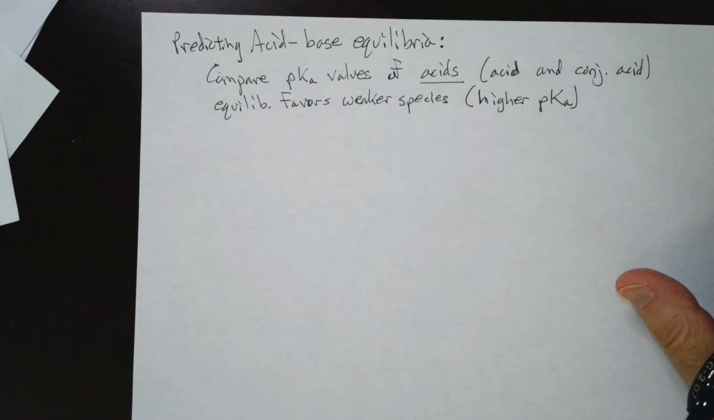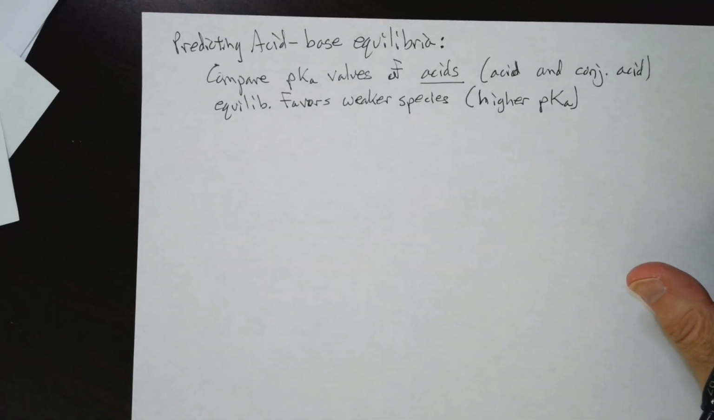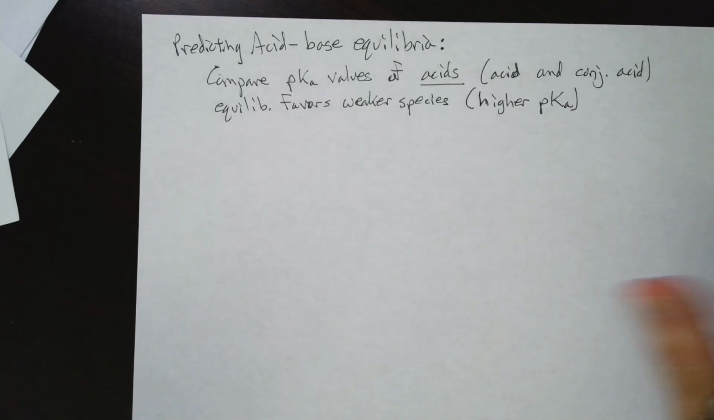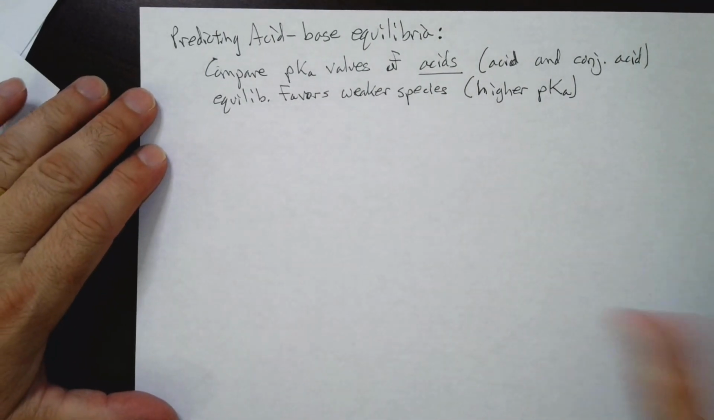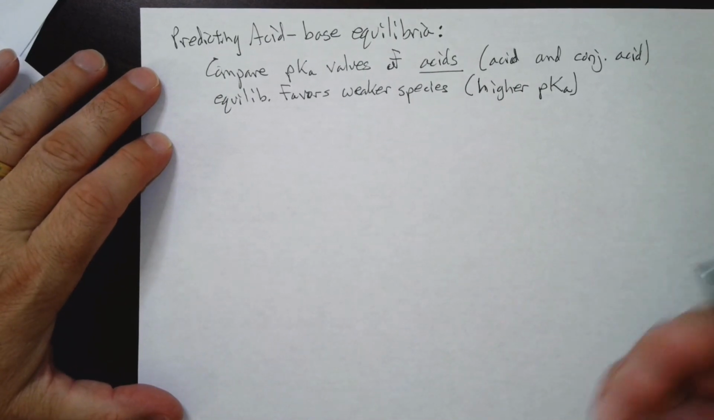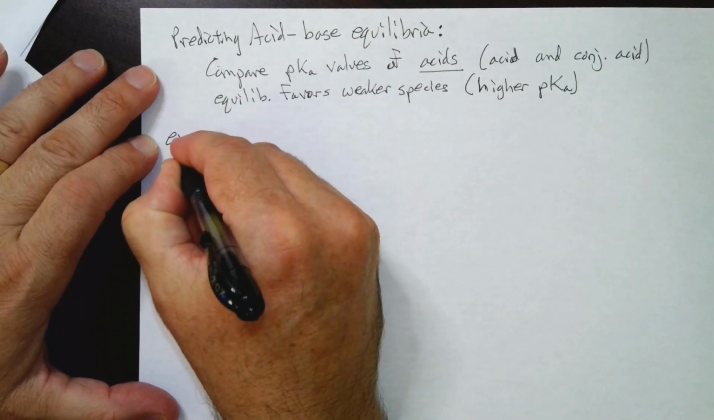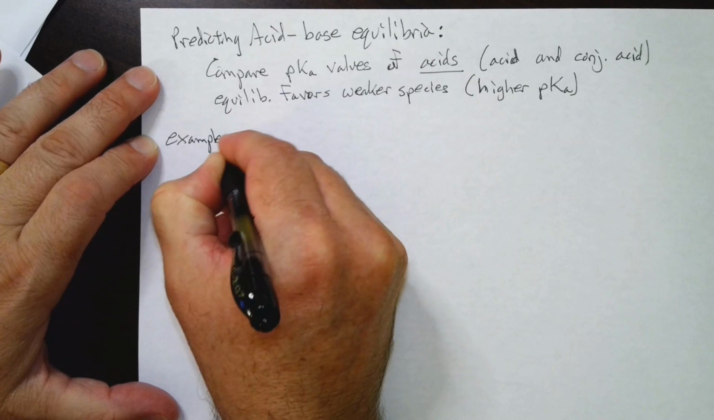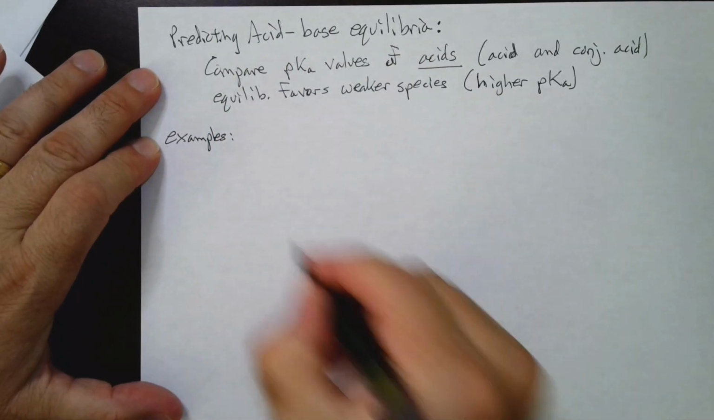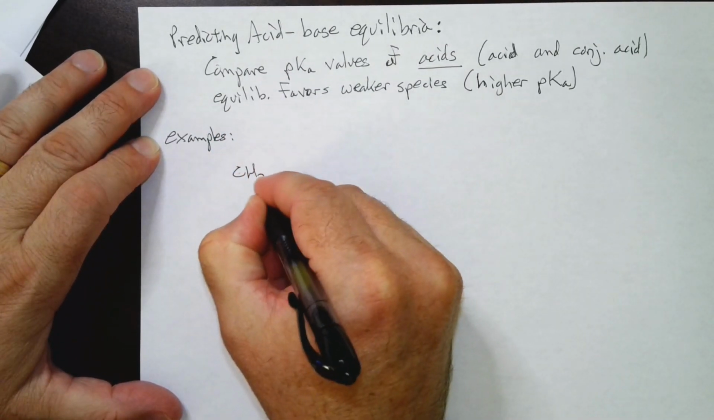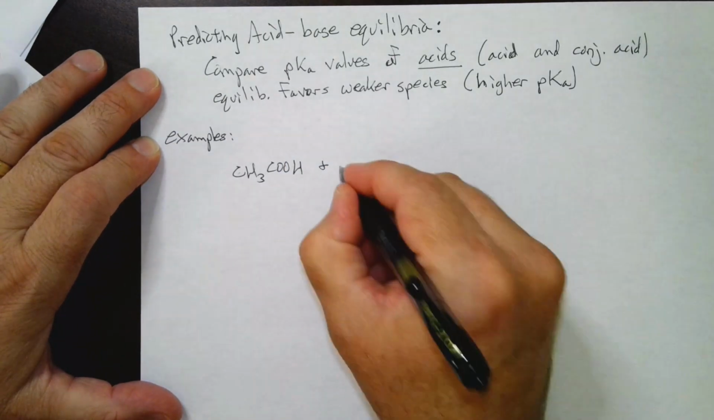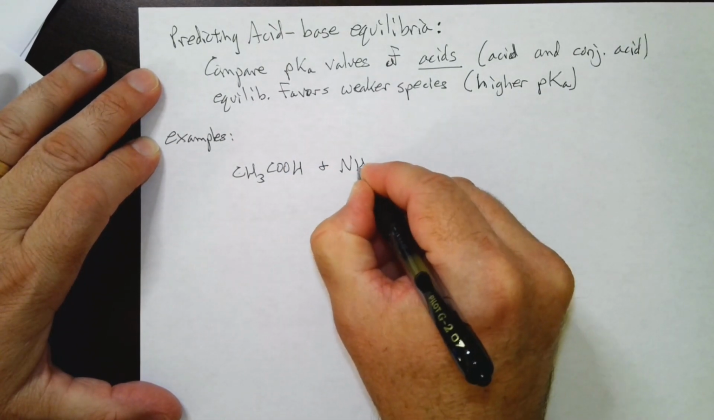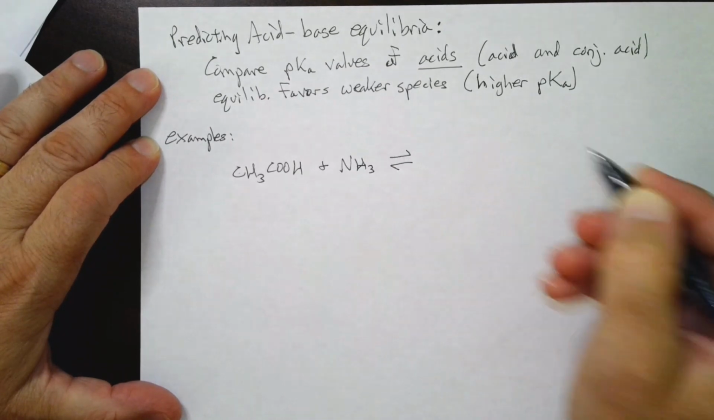And although you can look at this quantitatively, it's still a little qualitative. Yeah, we're comparing two numbers. But let's look at an example here. We'll do several examples. So let's say we had CH3COOH plus NH3.